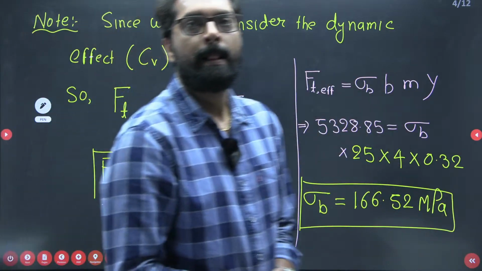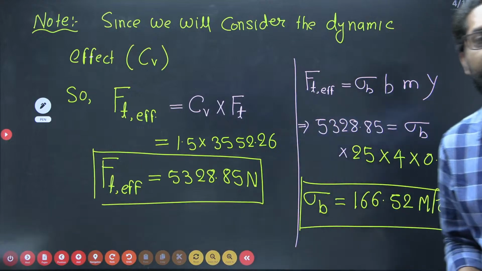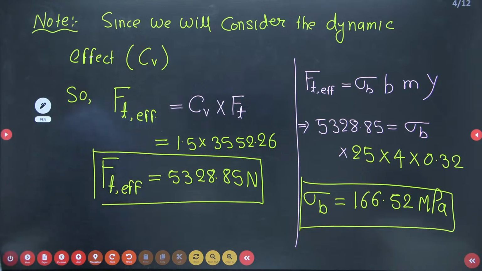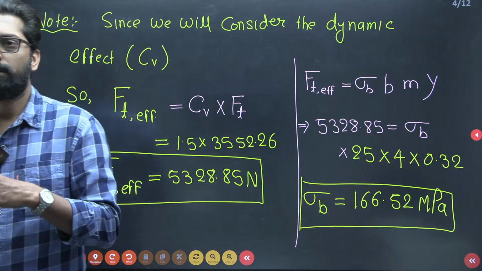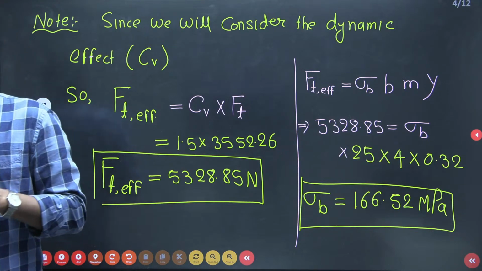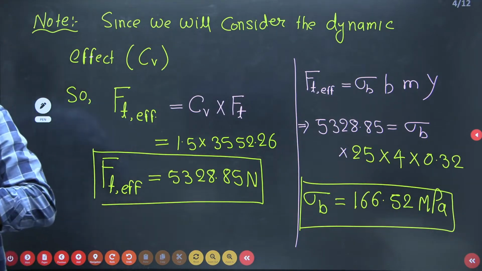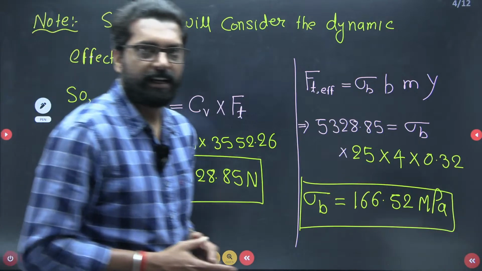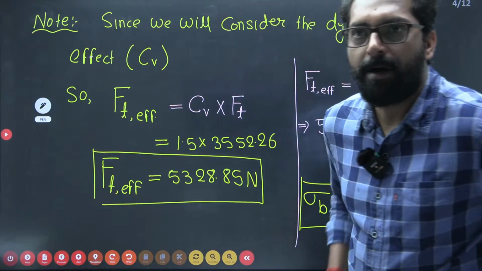Clear? Clear, beta? Everyone, please tell me. Is this clear or not? Please tell me, everyone.